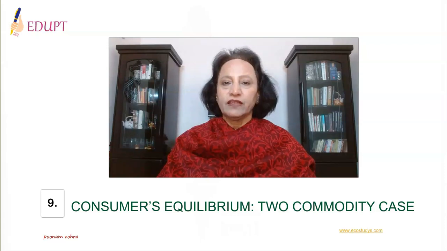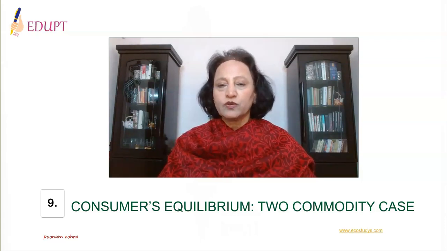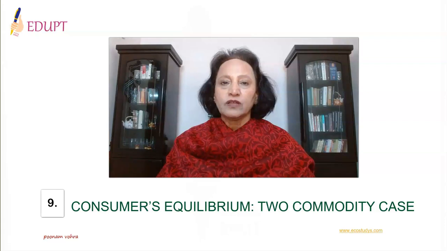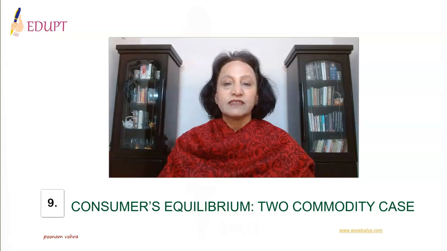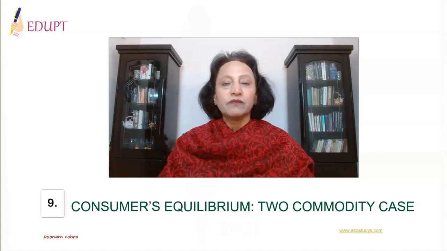This is the ninth and the last session on utility analysis. In the previous two sessions, you have understood how the consumer achieves his equilibrium assuming he consumes just one commodity. But in real life, no consumer consumes only one commodity. Every consumer consumes more than one commodity. Keeping this in mind, let's take the analysis forward by assuming that the consumer consumes two commodities. How is then equilibrium achieved?